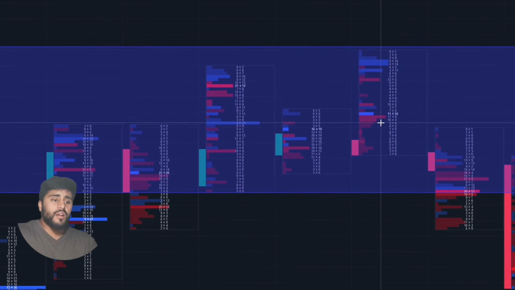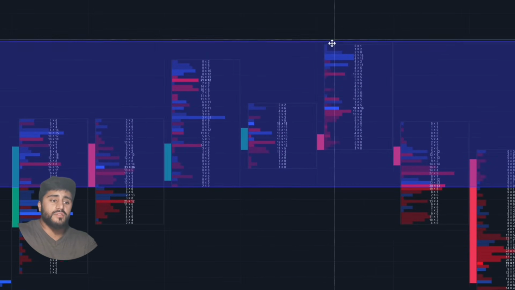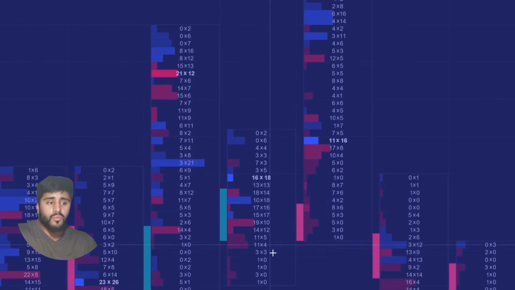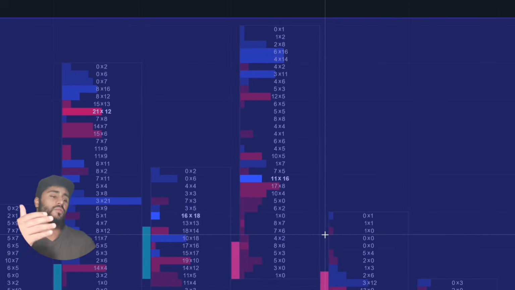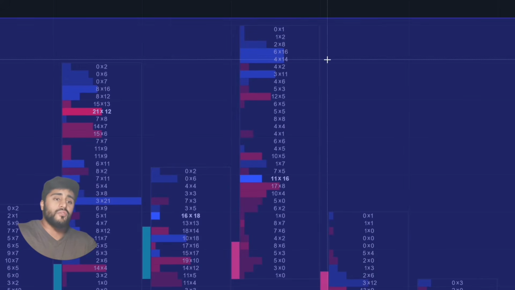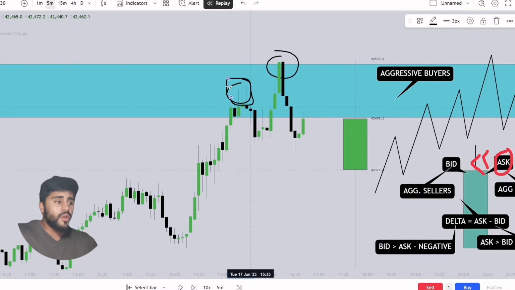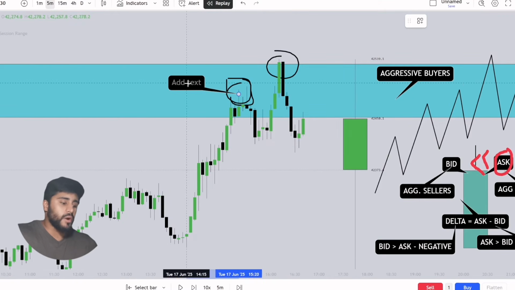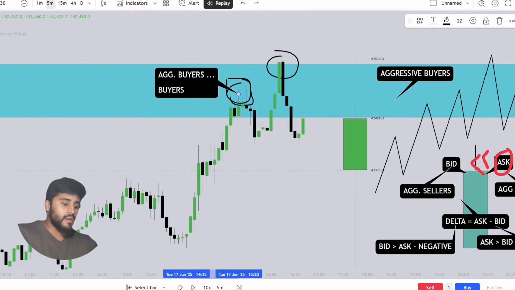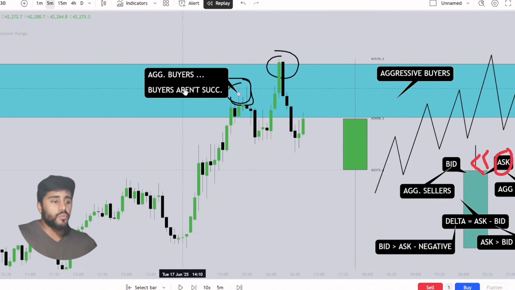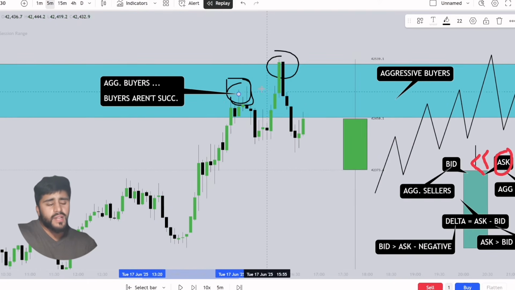So when you see a lot of positive delta, in this case over here, even though it's a red candle, what's super interesting is that the top of the candle was dominated with aggressive buyers: 6 for 16, 4 for 14. So here we are seeing aggressive buyers. I'm just going to write AGG buyers. What this means is that these buyers aren't very successful, and this is how a fair value gap works. So I'm just going to write SUCC. These buyers were really unsuccessful because price broke below the level.